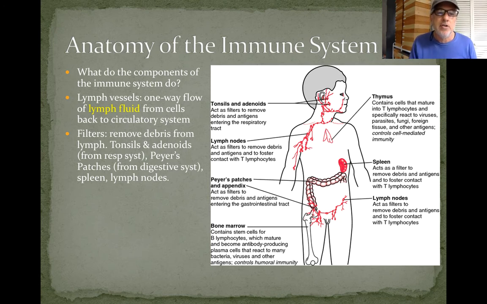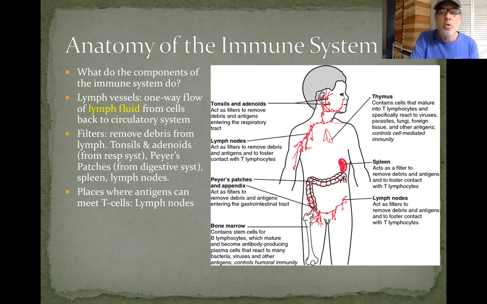For example, your tonsils and your adenoids clean up material that enters your body through the respiratory system. The Peyer's patches in the small intestine and the large intestine act to remove debris and antigen producing material that enters through your gastrointestinal system. And then similarly, the spleen and the lymph nodes, the nodes all along the lymph vessels, act as filters to remove and destroy debris. The lymph nodes themselves are locations where the antigens and debris can meet T cells and other white blood cells that are going to either recognize the antigen and start the adaptive immune response, or just destroy material and break it down into its building block molecules.